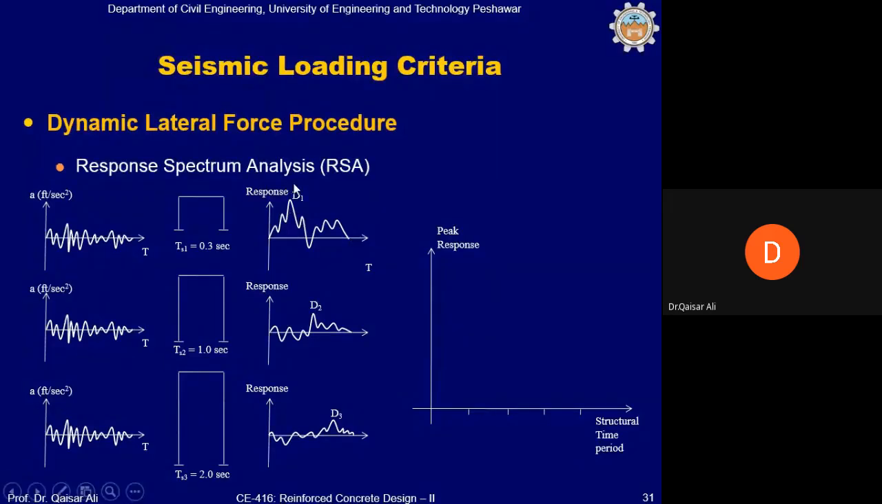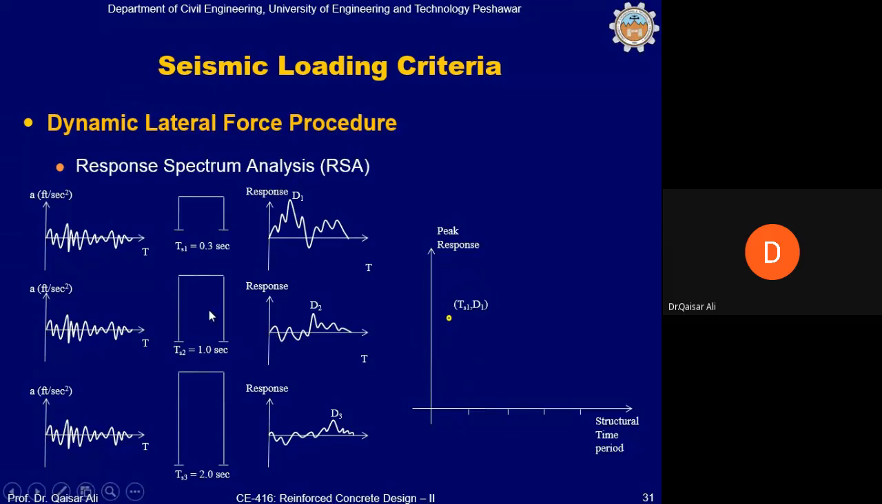We will record this peak of the structure, D1, and plot it on a graph with the time period of the structure against peak responses. So for 0.3 second, we will plot this D1 like this. Let's say 0.3 second, this is point D1.